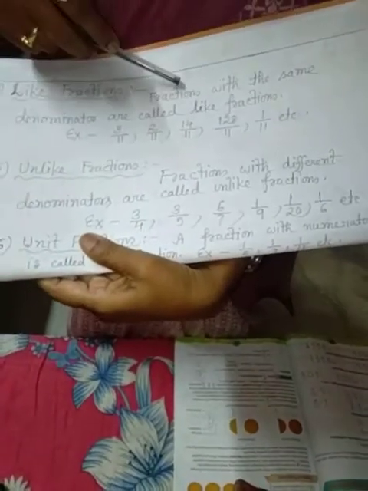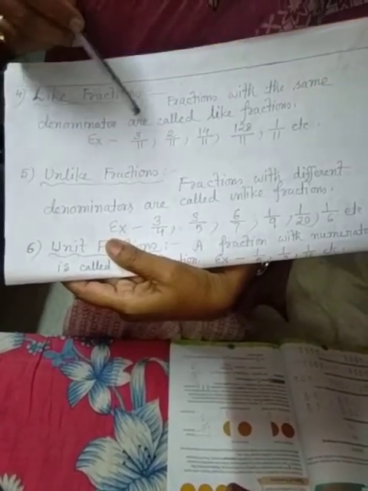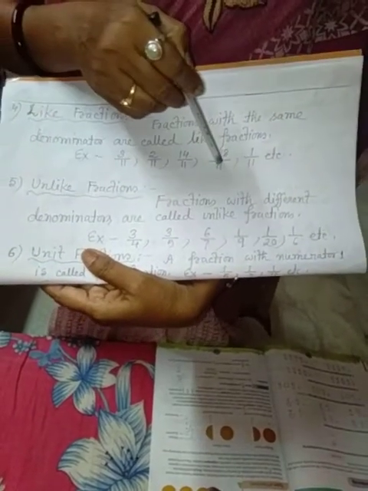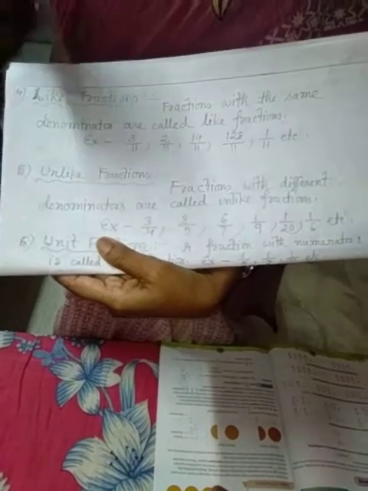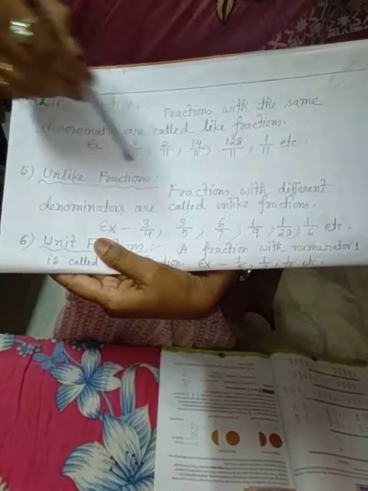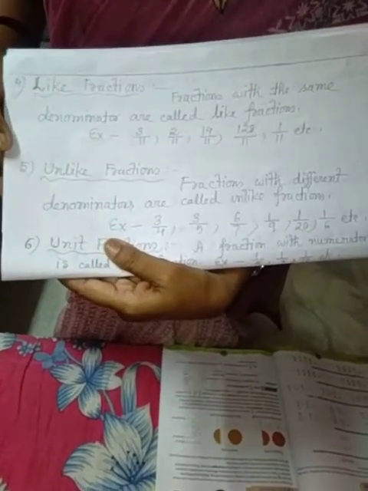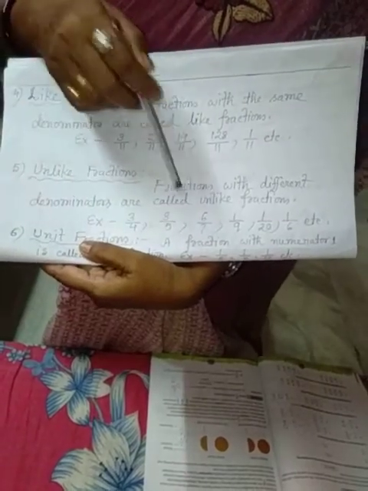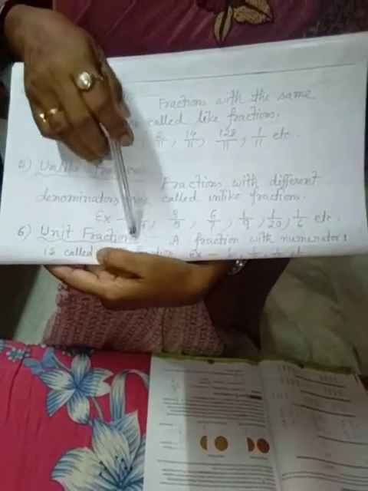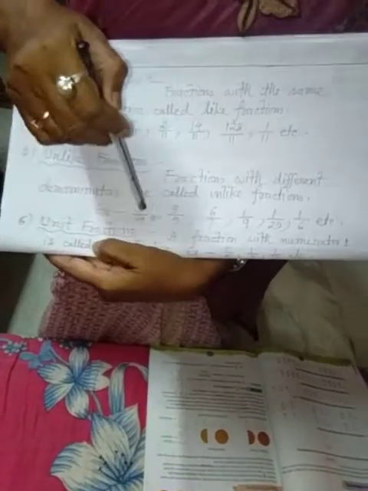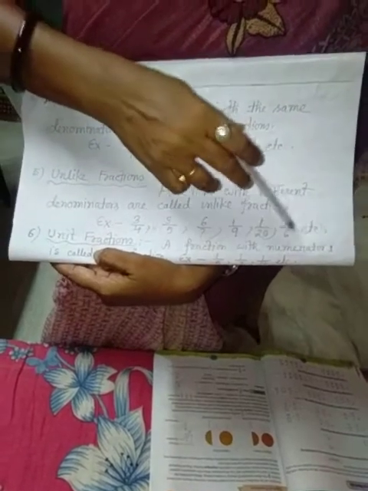Like fractions. Fractions with the same denominator are called like fractions. Same denominator. The lower portion is the denominator, so 3 by 11, 2 by 11, 14 by 11, 128 by 11, 1 by 11. All denominators are equal. So these are called like fractions. Unlike fractions: fractions with different denominators are called unlike fractions. That is 3 by 4, 3 by 5, 6 by 7, 1 by 9, 1 by 26. All denominators are different: 4, 5, 7, 9, 26.